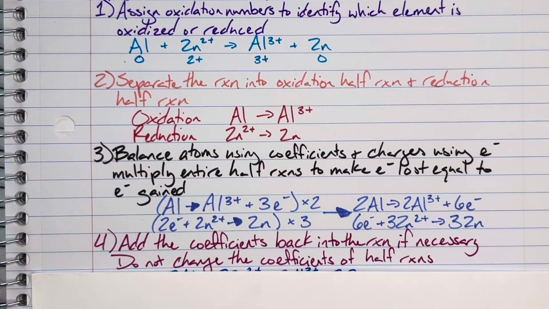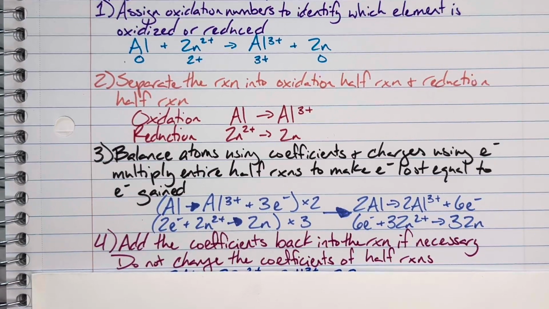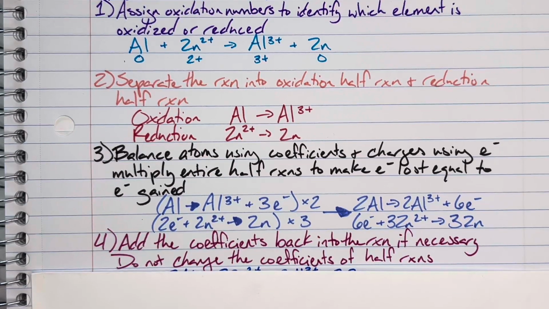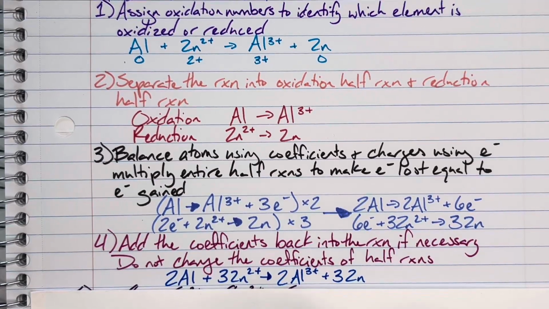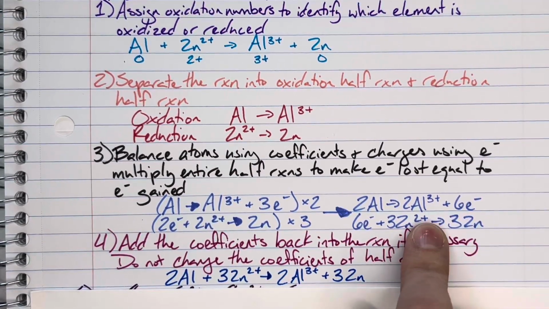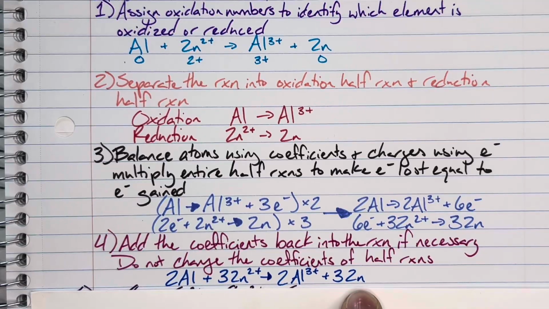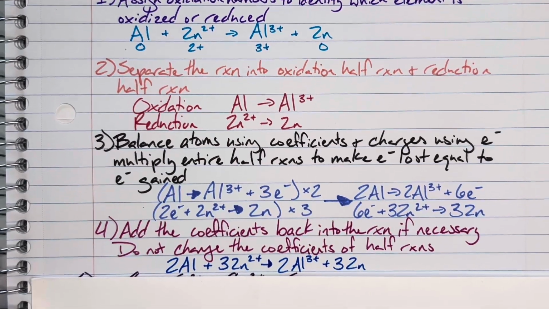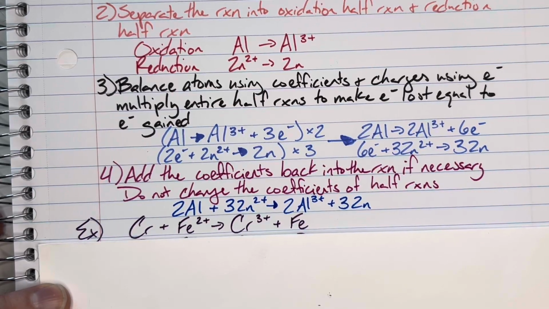I am then going to go ahead and add the coefficients back into the reaction if necessary. If there weren't any coefficients necessary, I won't add them. And I am not going to change the coefficients in their original half reactions. So I go ahead and collapse this down. I will have 2 aluminums and 3 zinc ions going to 2 aluminum ions and 3 zincs. And I can go ahead and do this for another problem here.